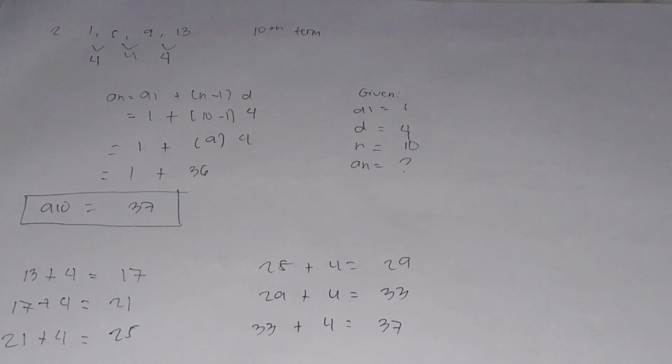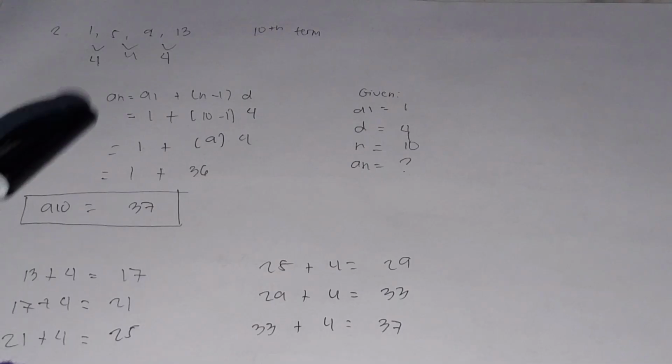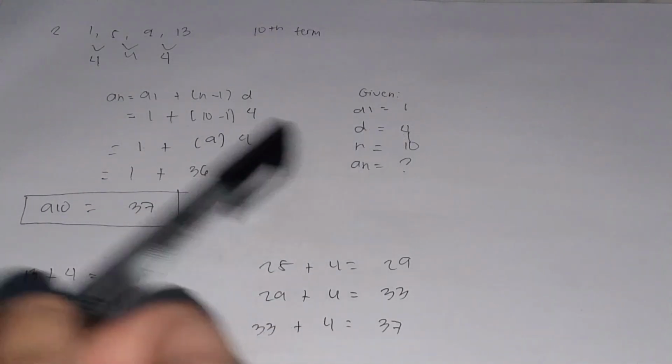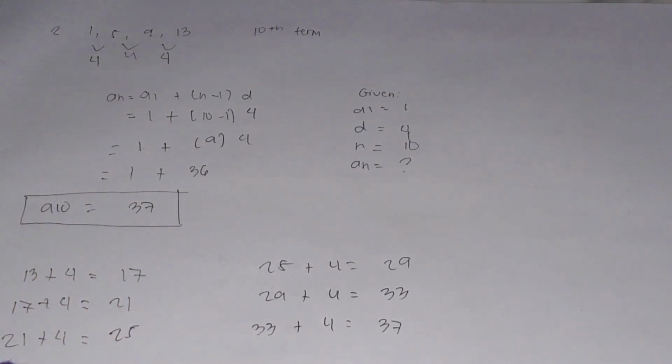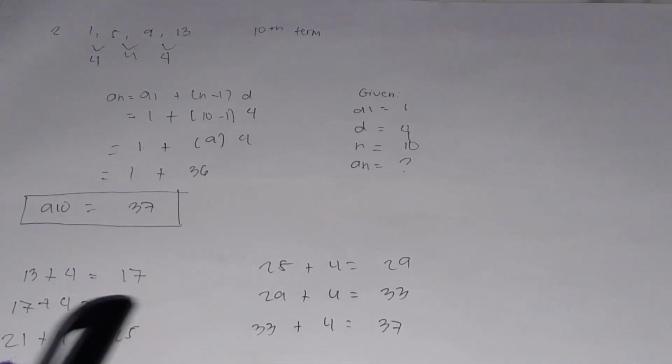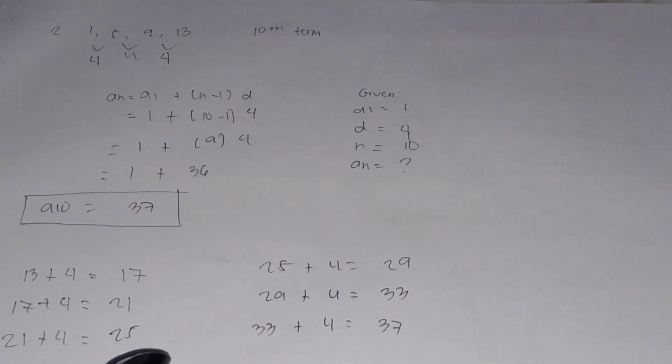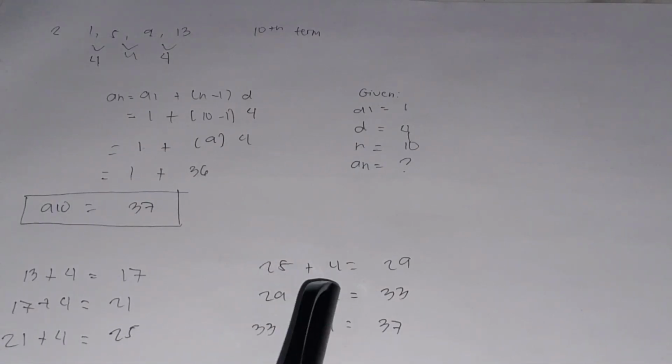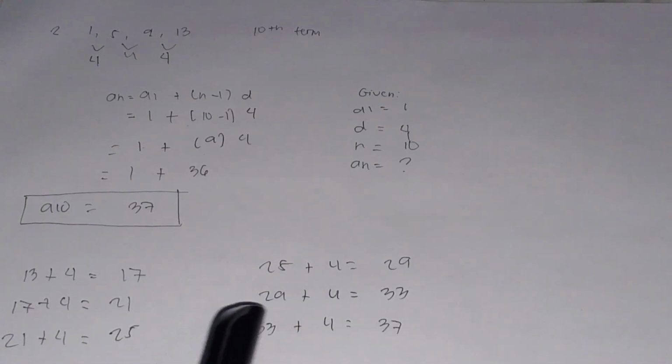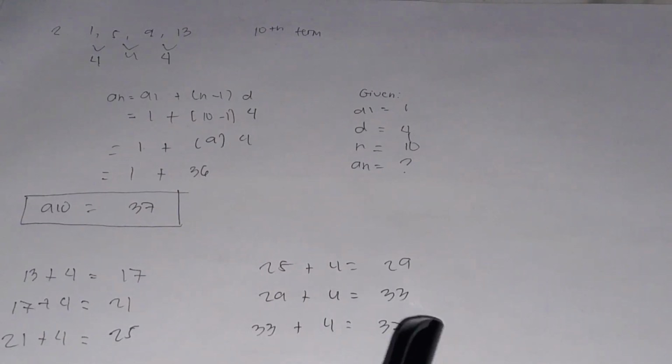But if you want to make sure that your answer is correct, you can solve it manually by adding your common difference, which is 4, to your last term given. 13 plus 4 is equal to 17, and then 17 plus 4 is equal to 21, and 21 plus 4 is equal to 25, and 25 plus 4 is equal to 29, and 29 plus 4 is equal to 33, and 33 plus 4 is equal to 37.